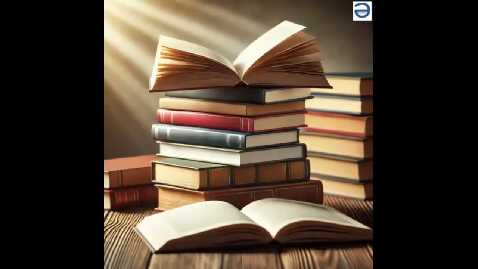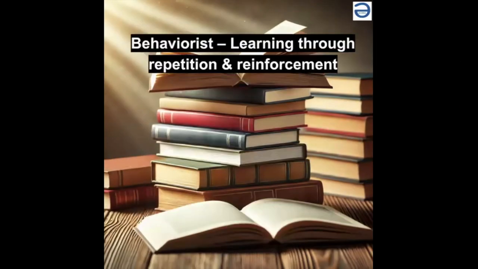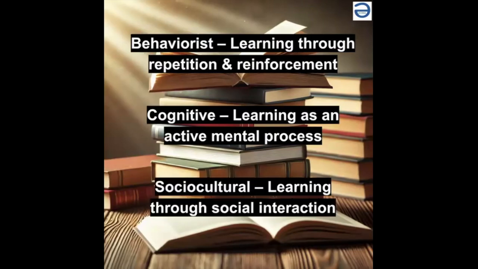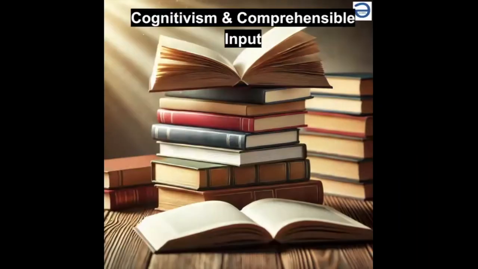Now, the theories of learning are, for example, the behaviorist model, where learning through repetition and reinforcement happens; cognitive, where learning is an active mental process; and sociocultural, where learning happens through social interaction.